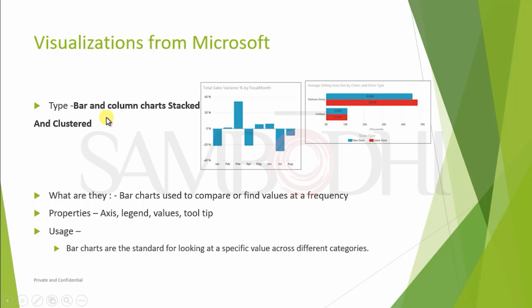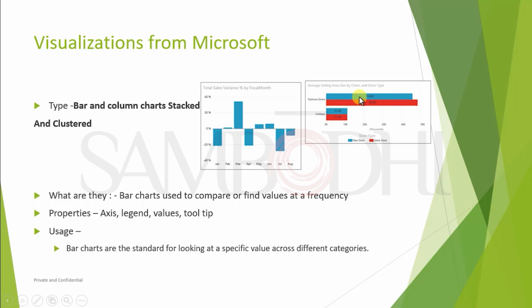So where are they used? They are used usually to compare or find values at a frequency. It's more like what an object or an entity was doing at one instance versus the other instance. This is the kind of comparison we would usually do.